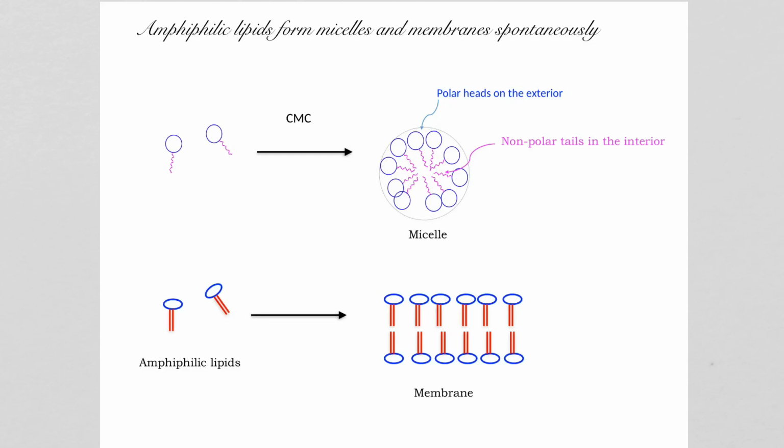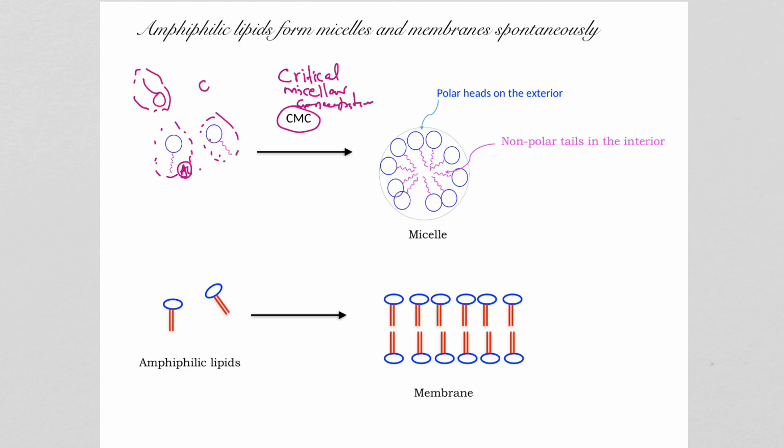So to help answer the question, let's look at this diagram here. We have an amphiphilic lipid. Here's an amphiphilic lipid molecule. Here's another amphiphilic lipid molecule. Now, as long as the concentration, the amount of these molecules, is less than what we call CMC, critical micellar concentration, the water will surround these molecules and they are all independent.